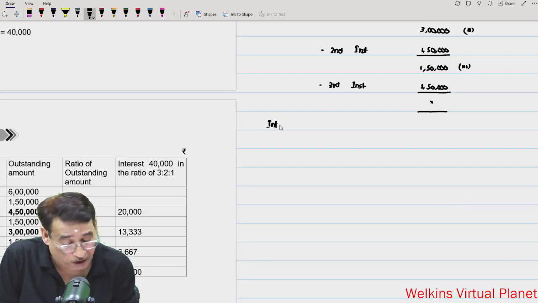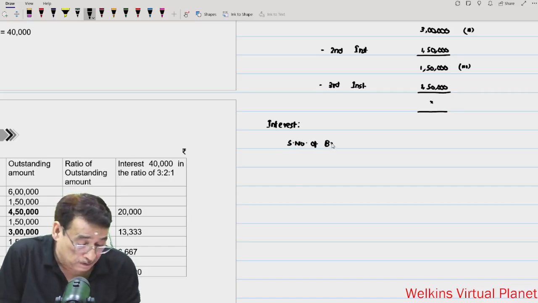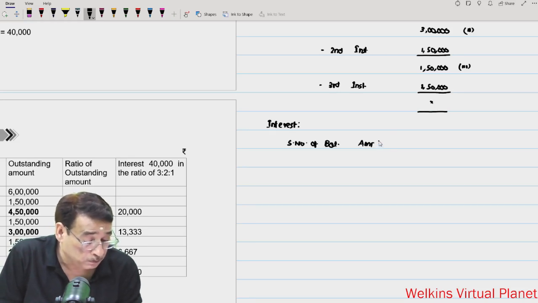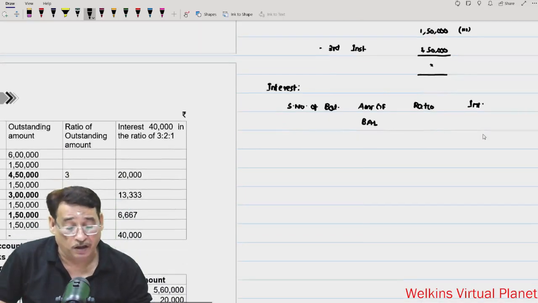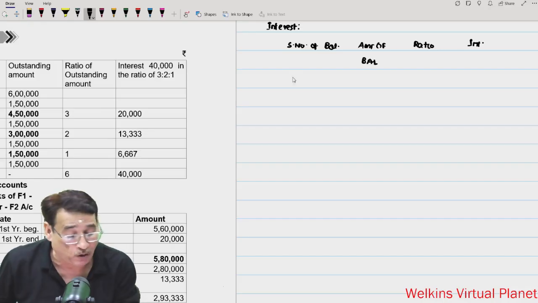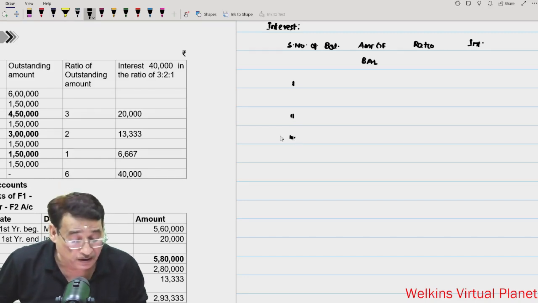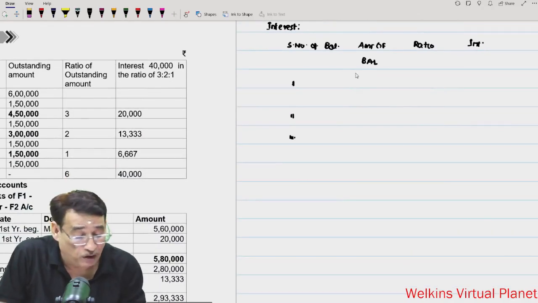After having computed the balances, we will compute the interest. In order to compute the interest, if you remember, serial number of balances, amount of balance, ratio, interest. This is what we did earlier, isn't it? We are going to compute the interest, which means we will have to allocate interest in simple words. In order to allocate the interest, I will write here first balance, second balance, third balance, if you remember. Correct? Now, what we are supposed to do after this? The amount of balances which we computed is 450, 3 lakh and 150. So first of all, we will write here 450.